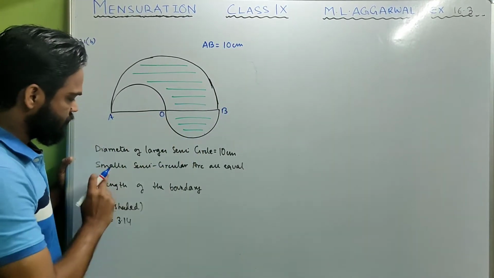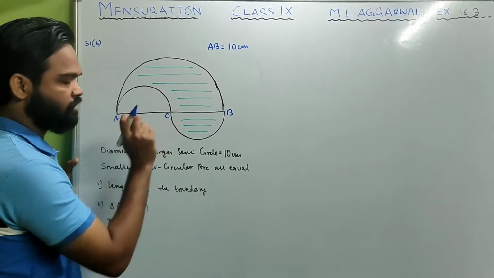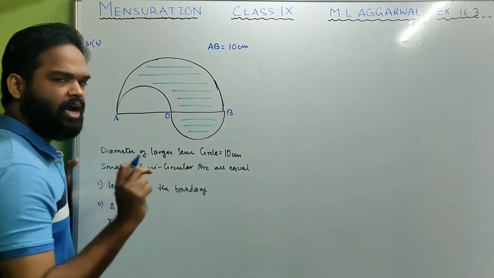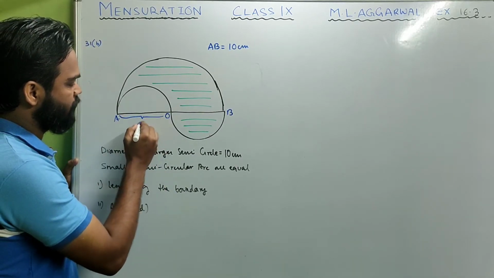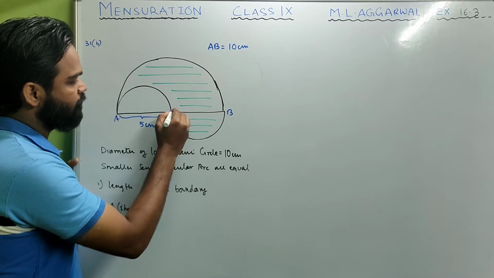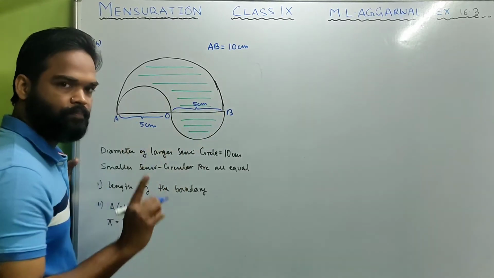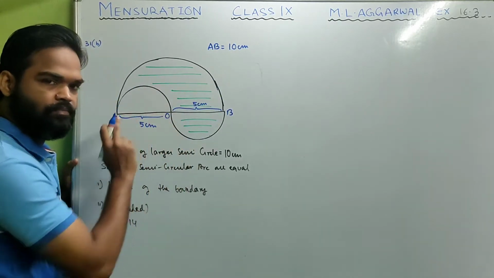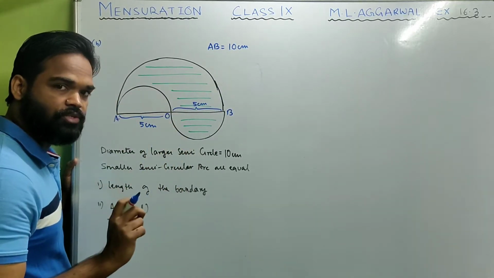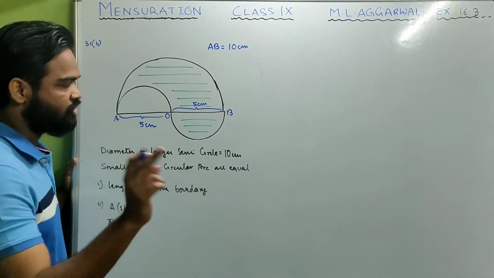They have told one more thing, smaller semicircular arcs are equal, which means this semicircle and this semicircle have the same diameter, which means AO will be clearly 5 centimeter and OB will be also 5 centimeter. What they have asked? Length of the boundary of this shaded region as well as area of the shaded region, and they have told use pi as 3.14. Pretty easy.